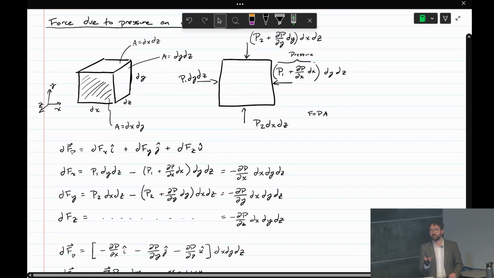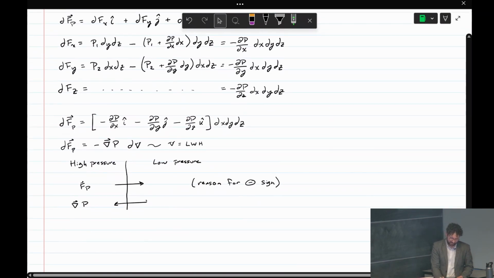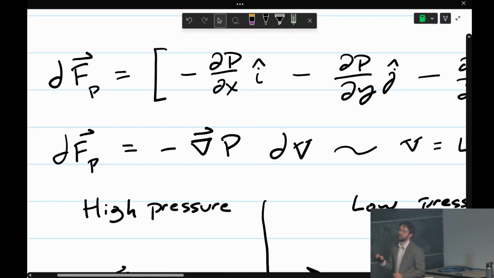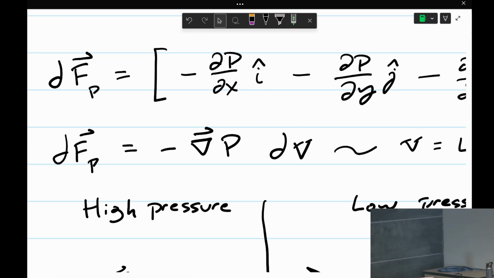We derived that the force due to pressure on a differential fluid element, all it is at the end of the day, is just the gradient of pressure at that fluid element times the volume of that fluid element. I should say the negative gradient of pressure. So if there's high and low pressure, we know the flow will go from high pressure to low pressure, just the same way heat transfer goes from high to low. That's the reason for the negative, because the gradient actually points from low to high.